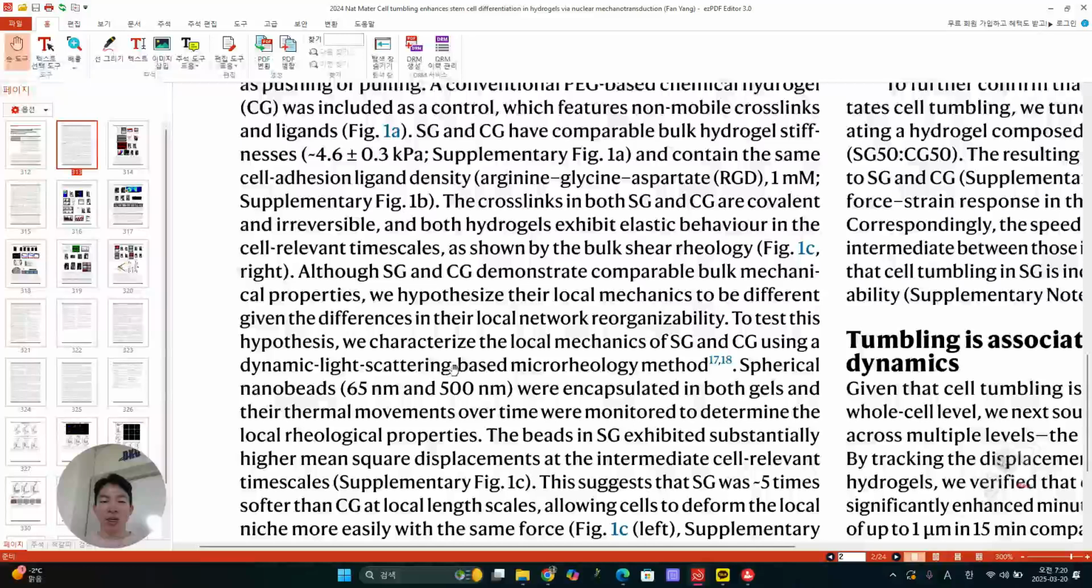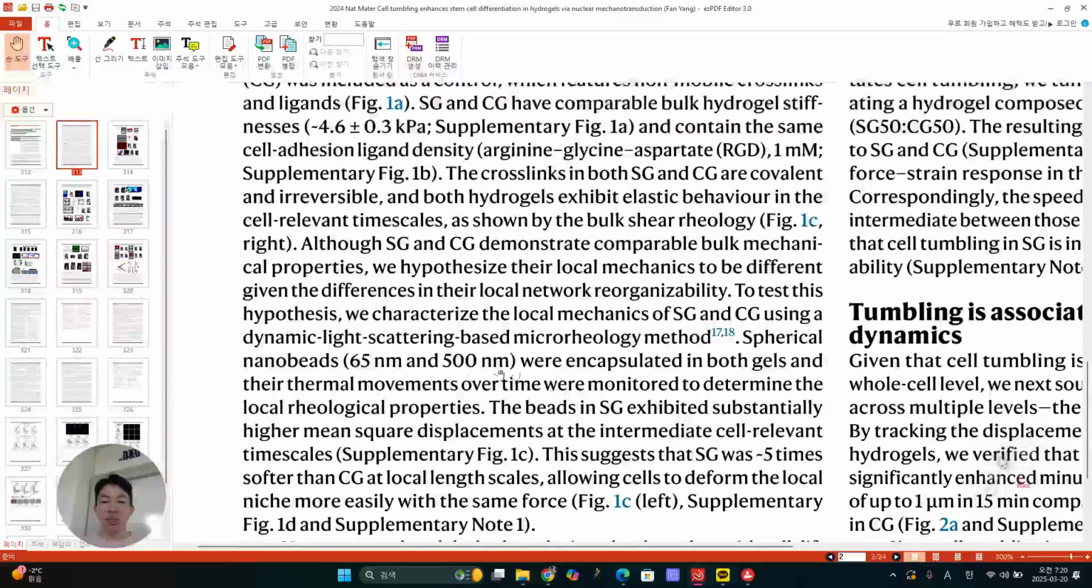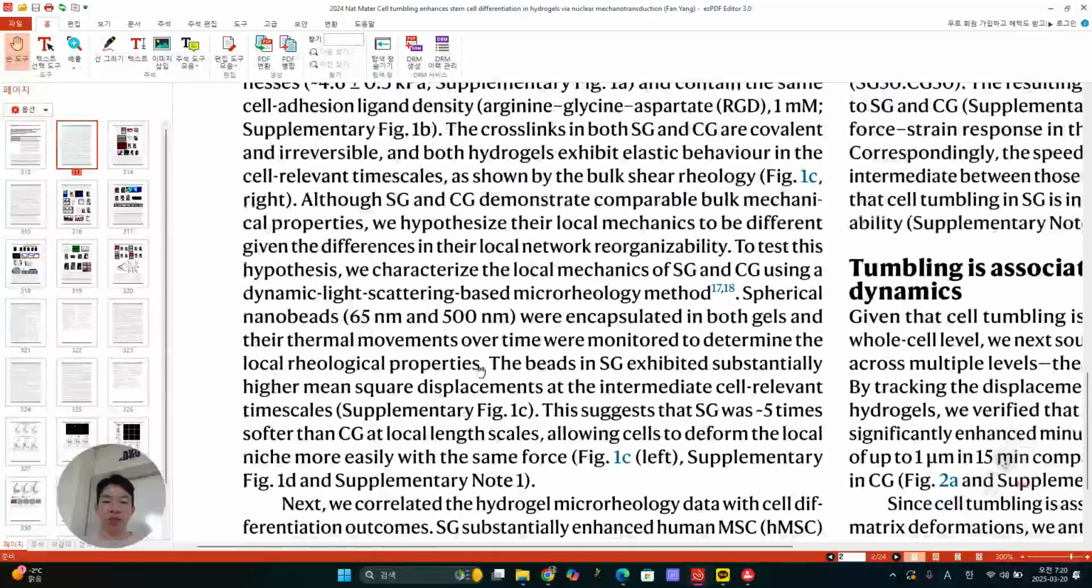So to test this, we characterize the local mechanics of these two hydrogels using dynamic light scattering-based microrheology, adding nanobeads, encapsulating them in the gel, and then monitoring their thermal movement over time to determine the local rheological properties. The beads in SG, which has the link structure, exhibit substantially higher mean square displacement at the intermediate, cell-relevant timescale. This suggests that SG is 5 times softer than CG at the local length scale, allowing cells to deform the local niche more easily with the same force.